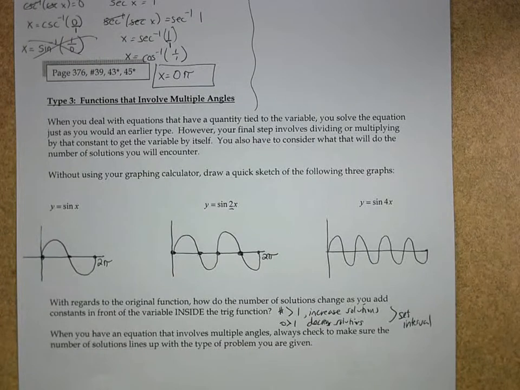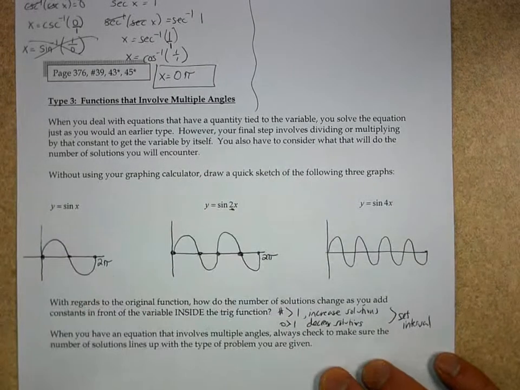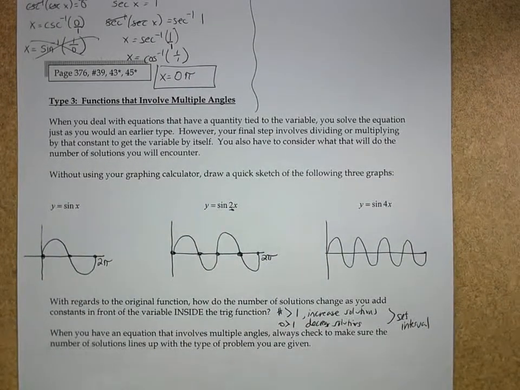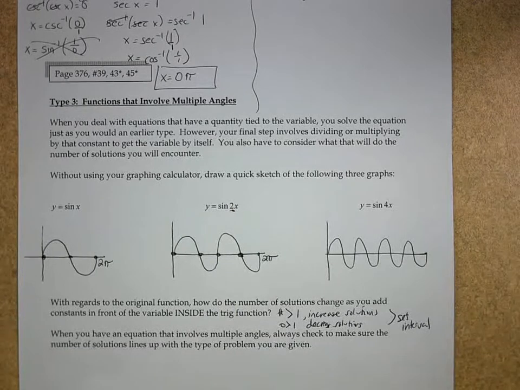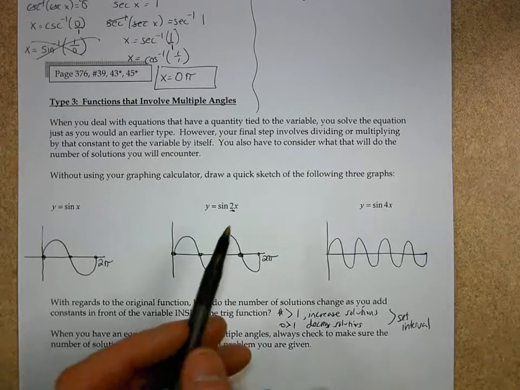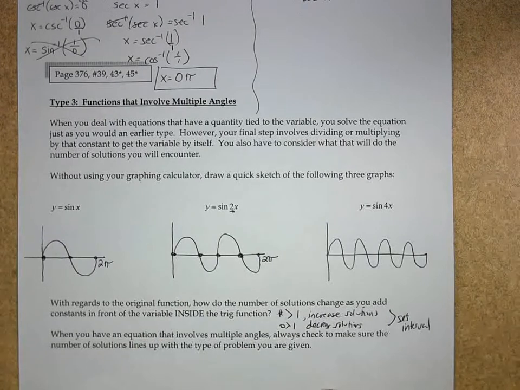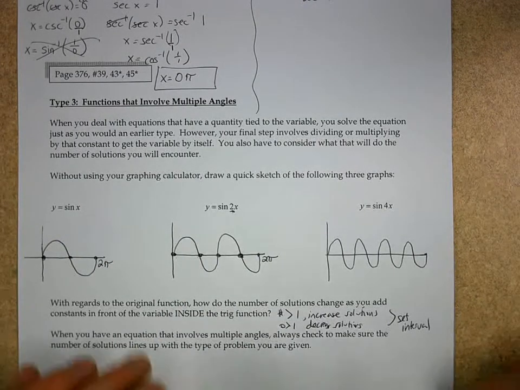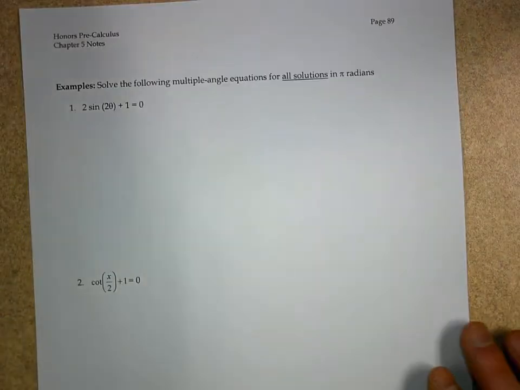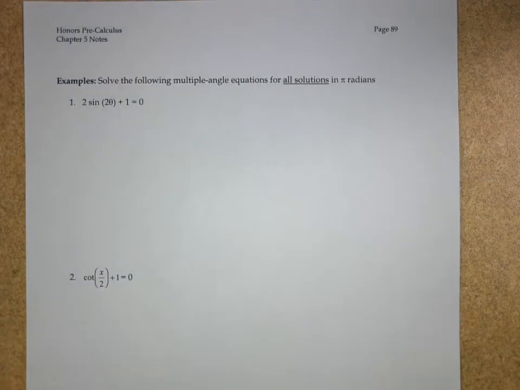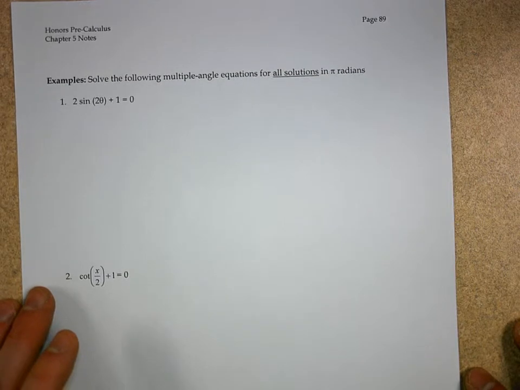Because we know this goes on forever, infinitely in both directions. So technically there's an infinite number of solutions. But if we're going to restrict ourselves from 0 to 2 pi, there's a direct relationship where if we have a 2 in front of the x, we're going to have 2 times as many solutions. If there's a 3 in front of the x, we're going to have 3 times as many solutions. If there is a 1/4 in front of the x, we're going to have 1/4 the number of solutions from 0 to 2 pi. So we want to deal with equations that are considered multiple angle equations.